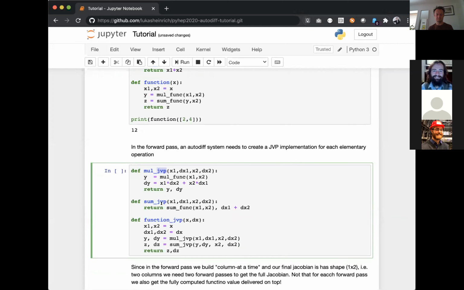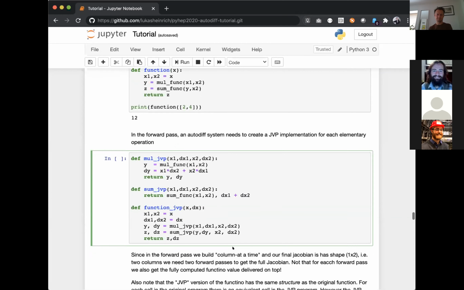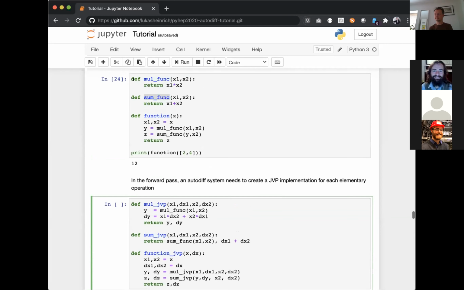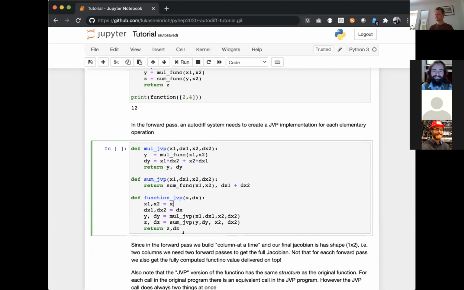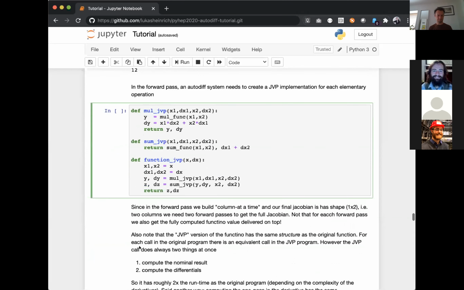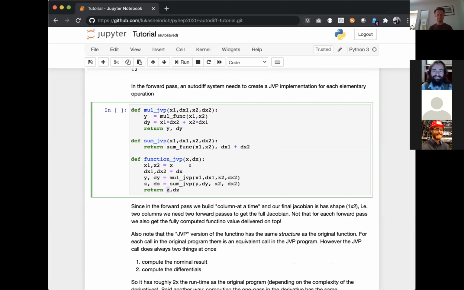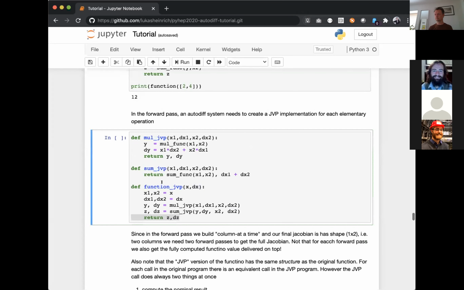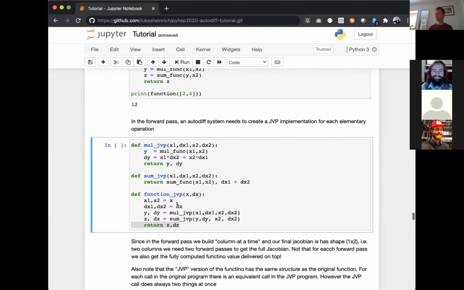And for the sum, it's even easier. The differential of the summation is just the sum of the differentials. So this is also just the differentiation rules. In order to make this function differentiable, for every operation you implement a function that applies this differentiation rule. In the end, the function has the same structure where you have an input and an output, but now it's expanded to have a tangent value and a tangent output. The structure of the program looks very much the same, and that's one of the nice things about automatic differentiation.